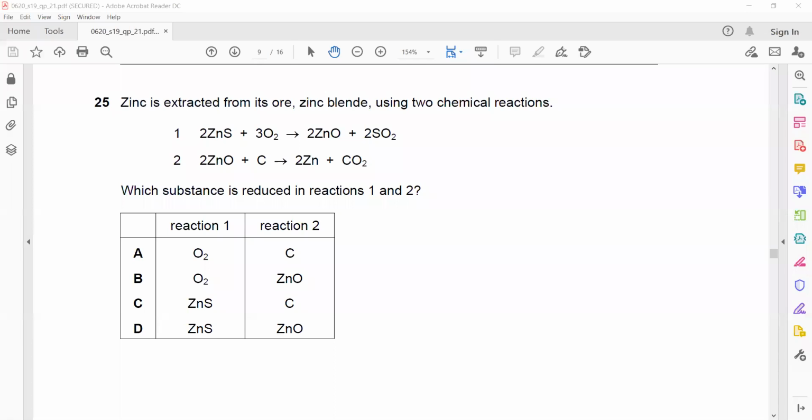Sir, it's B. Yeah, B is the right answer. Because in reaction 1, for zinc sulfide, oxygen is added, and for oxygen the oxidation number decreases. So in reaction 1, oxygen is reduced, whereas in reaction 2, zinc oxide reacts with carbon, so it changes into zinc. So it lost its oxygen, so zinc oxide is reduced in reaction 2.